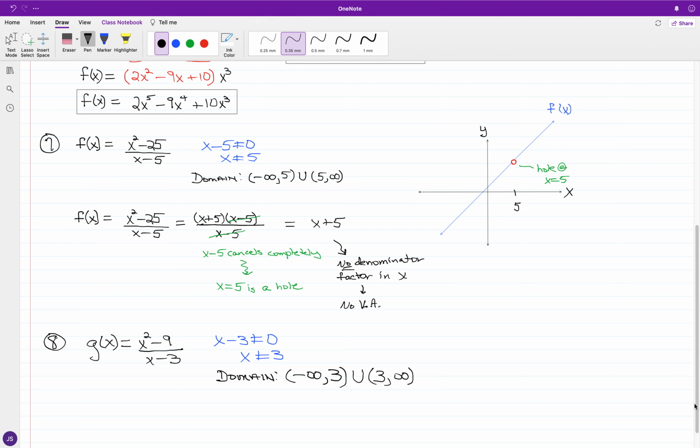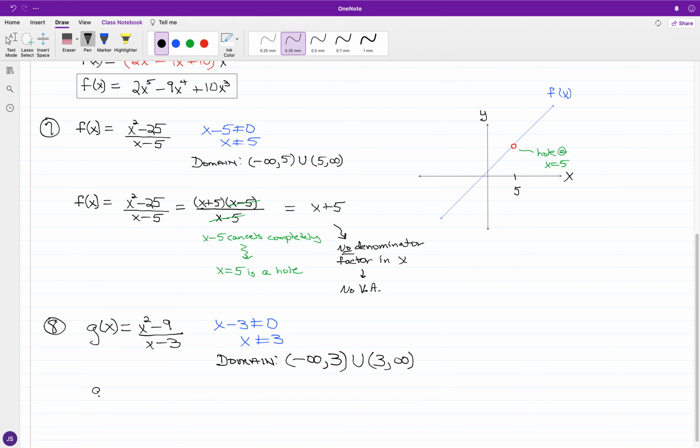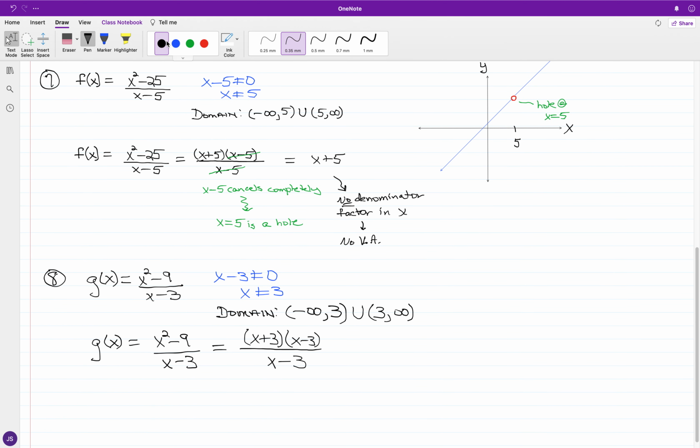And looking at reducing this rational function, we have x squared minus 9 all over x minus 3. And we have once again in the numerator a difference of squares. So x squared minus 9 factors out to x plus 3 and x minus 3, over x minus 3. And again, you're going to have the denominator expression cancel out completely.